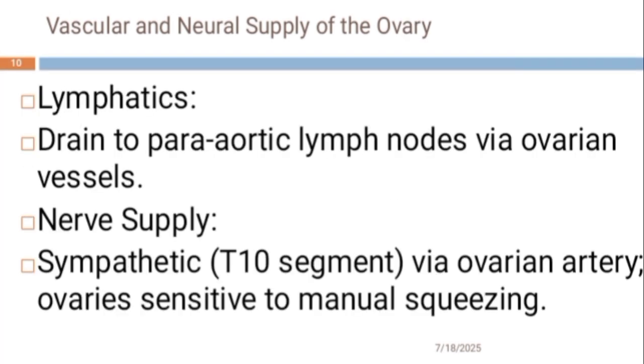Lymphatics follow the ovarian vessels to the paraaortic lymph nodes. The nerve supply, derived from the T10 segment via the sympathetic system along the ovarian artery, makes the ovaries sensitive to manual compression, a point relevant in clinical examinations. This vascular and neural framework supports the ovaries' functions and informs surgical approaches.